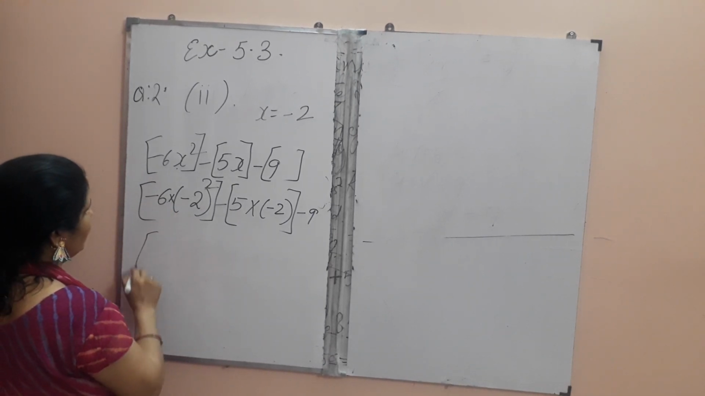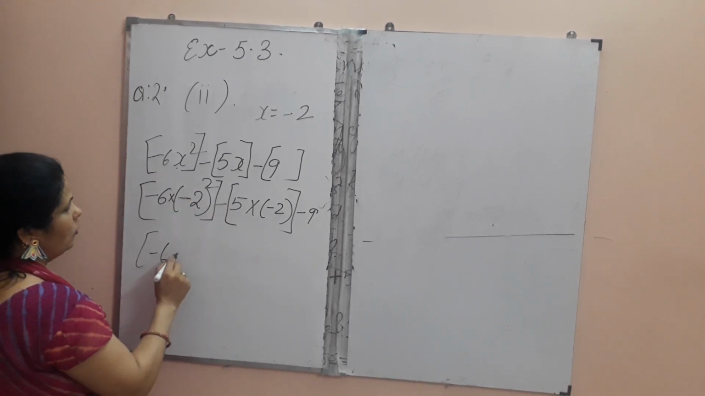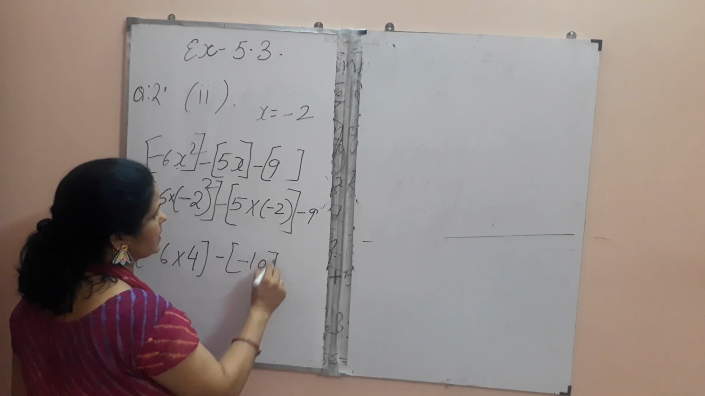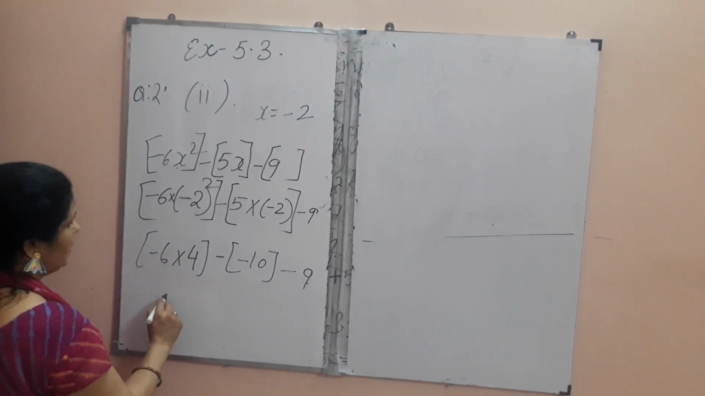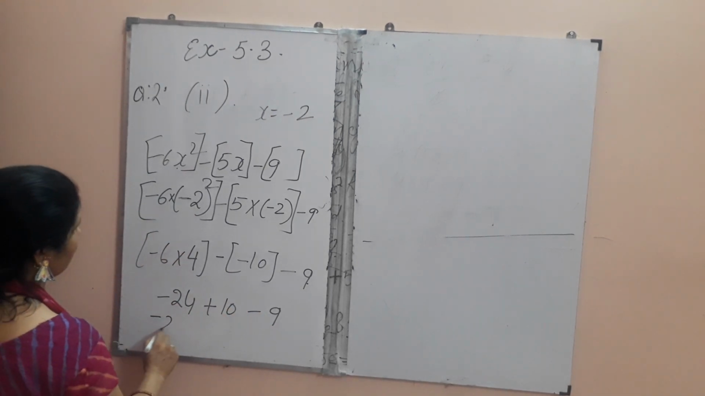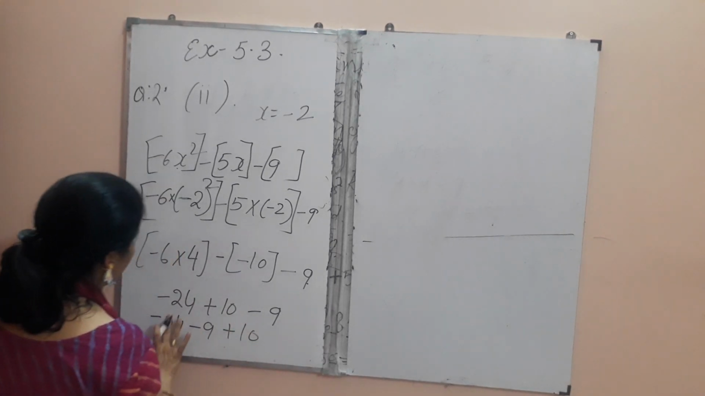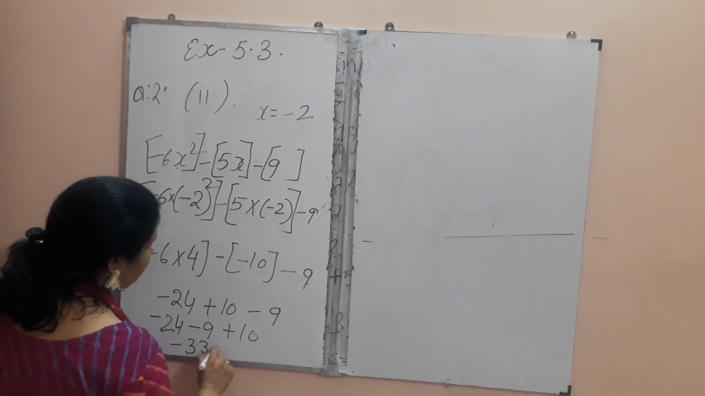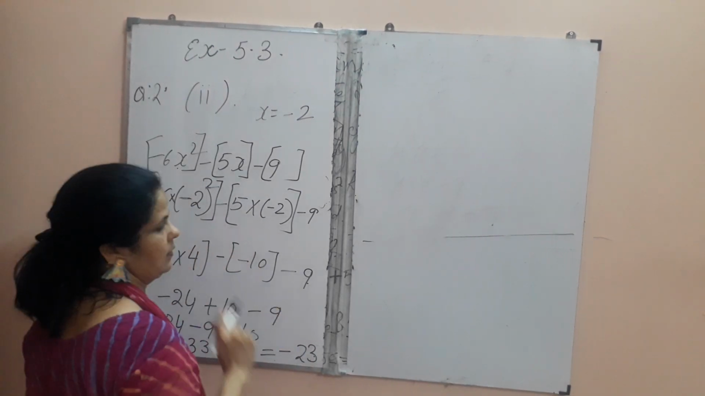Minus 6 into minus 2 square, which means minus 2 into minus 2, that is 4. So plus 4. Minus 5 into minus 2, that is 10. One time minus sign is there, so minus will be the answer. Minus 9. Now minus 24 plus 10 minus 9. Minus minus we will write together. Minus 24 minus 9 is minus 33, plus 10. Here the signs are different, so we will subtract. Minus 23 is the answer.